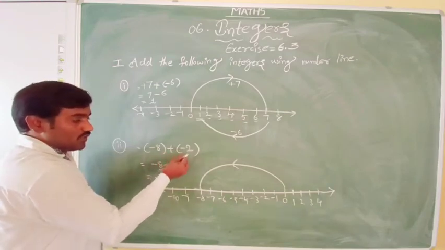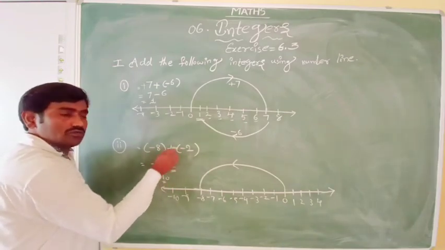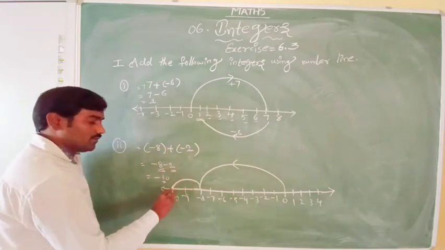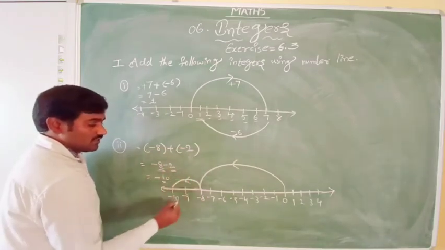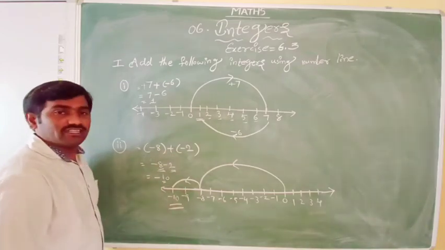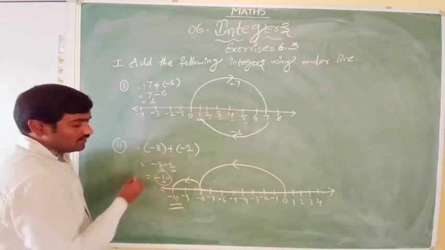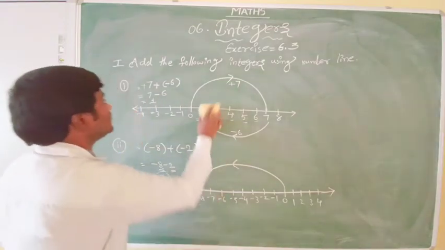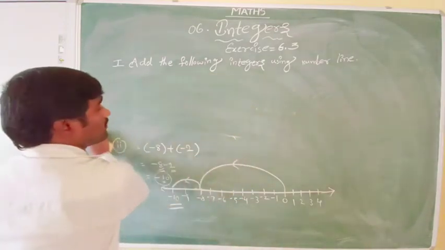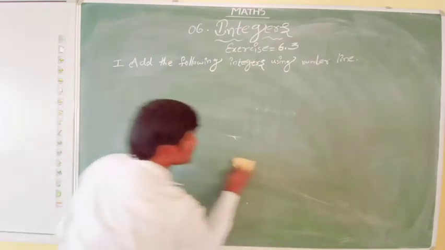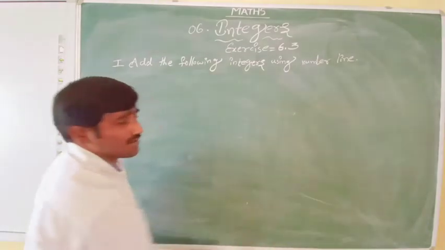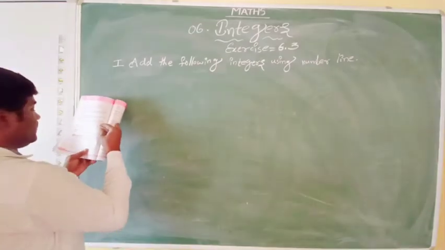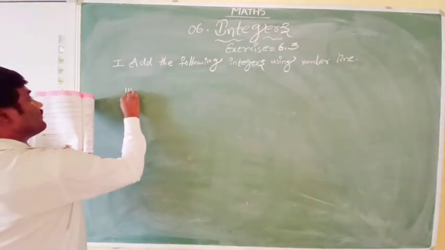Again plus minus 2. Minus 2, so you move two more steps. Minus in the sense left side only. Then we reached minus 10. Our answer is minus 10. Is it balanced? Yes. So in this way we can represent on the number line. Whatever numbers they give, you have to see whether it is plus or minus. Plus means move right side, minus means move left side. Let me go for the third one.